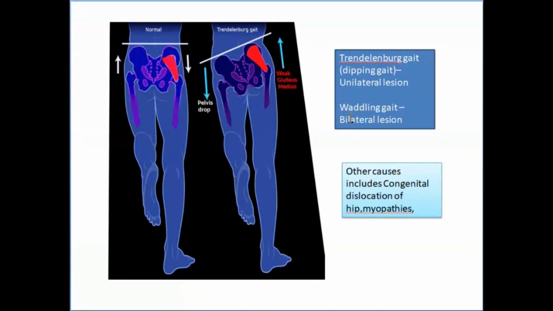Then suppose both the nerves are not working, both the gluteus medius not working. So what will happen? It is called waddling gait. As soon as the patient will use the right leg, his right pelvis will be down. As soon as he will use the left leg, left pelvis will be down. Just you can try on your pelvis tomorrow. You can find where will be the problem.